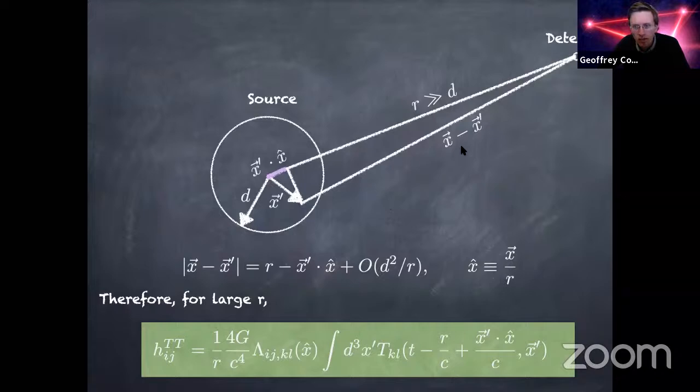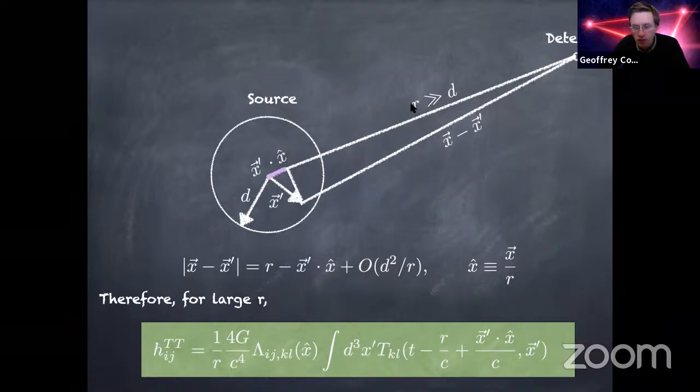So this distance x minus x prime, where x is the location of the detector and x prime is a point inside your source, is nearly the distance r from the center of mass of the source to the detector. So it's nearly r, and there is a small deviation. If you do a bit of trigonometry, you project x prime on the unit vector x to find this distance here: x prime dot x. So it's r minus this quantity, plus suppressed corrections, which are order d squared over r.